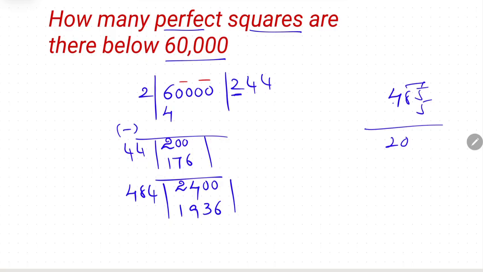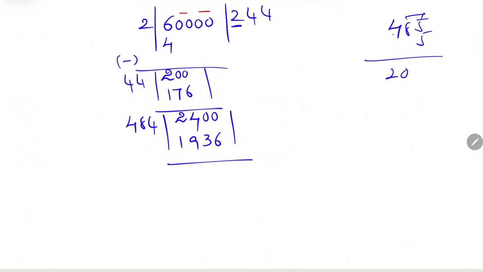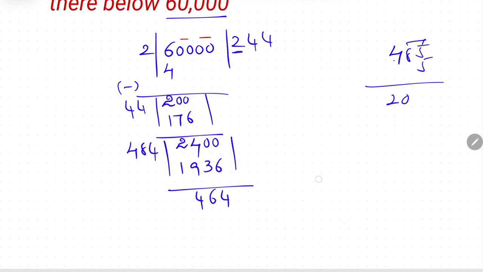Now here, on subtraction, 10 minus 6 is 4. 9 minus 3 is 6. Here it will become 3. So 13 minus 9, we get 4. But here we don't have any number to drop down. So it is the remainder here.